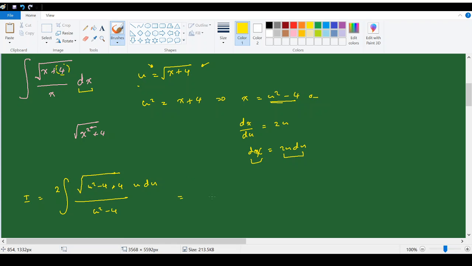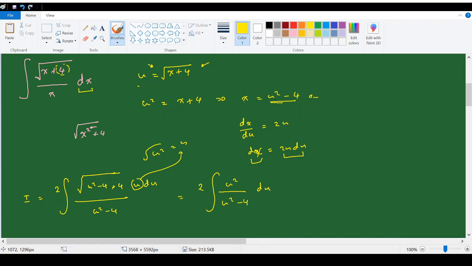And see what happens. Now we have 2 times the integral of the square root of u squared, which is u, and together with this u outside you will get a u squared term, divided by u squared minus 4.